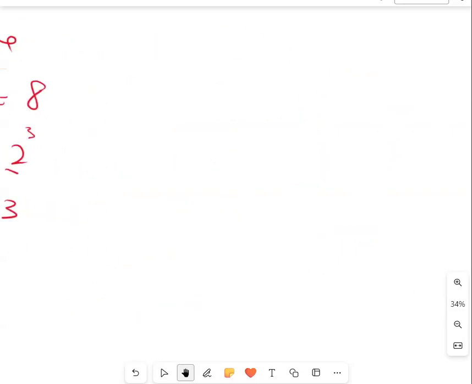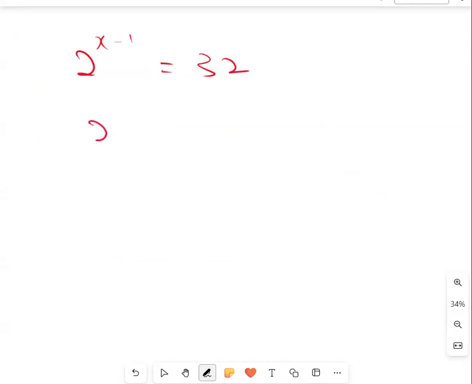Let's take another one. 2 to the x minus 1 equals, let's say, 32. We just learned that 32 is the same as 2 to the 5th power, right? You're asked to solve for x, right? You have 2 to the x minus 1 is equal to 32.